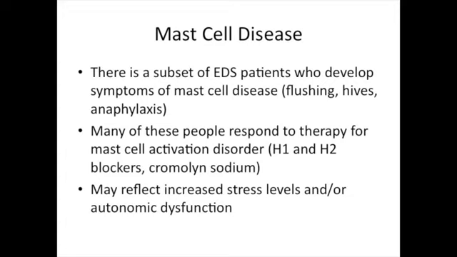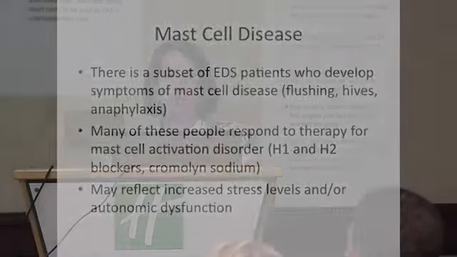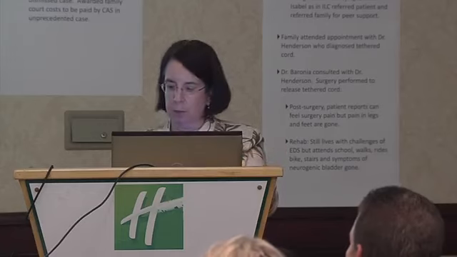And something I learned recently, the herb quercetin, is a natural remedy that stabilizes mast cells. And many people do just as well with that as they do with the cromolyn sodium, which is way more expensive. The mast cell disease may reflect increased stress levels and autonomic dysfunction. We don't know why our patients with Ehlers-Danlos syndrome are more susceptible to this particular phenomenon.